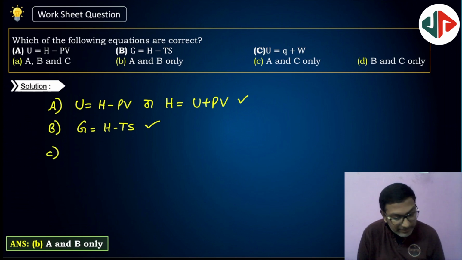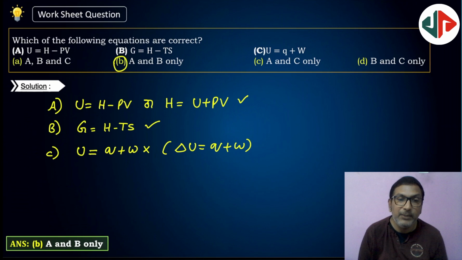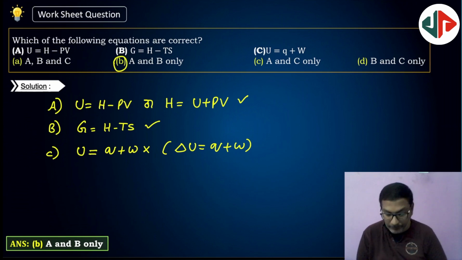Here option C is given as U equal to Q plus W, but actually it should be delta U equal to Q plus W. Therefore, it is wrong. Next, D is not given, so no need to write D. Among A, B, C, just A and B are correct. A and B are correct means option B. Option C should be delta U equal to Q plus W, but U equal to Q plus W is given, which is wrong. Therefore, A and B are correct. Next.